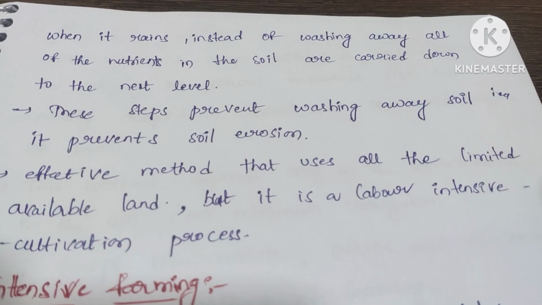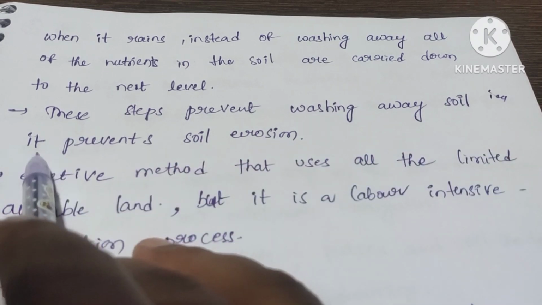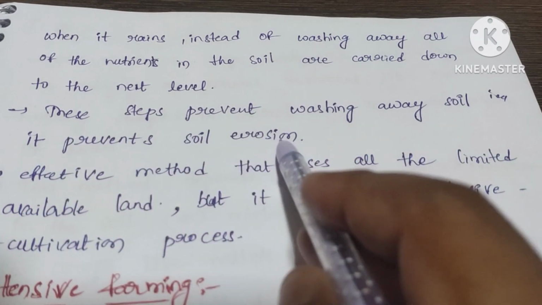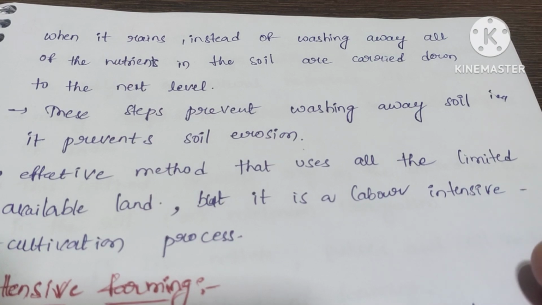In terrace farming, we go cropping level to level, isn't it? So, when it rains, the nutrients will not wash away. Why? Because there is another crop on the next level. The nutrients will be carried from one level to another level. These steps prevent washing away of soil. Washing away soil means soil erosion. It prevents soil erosion, isn't it?